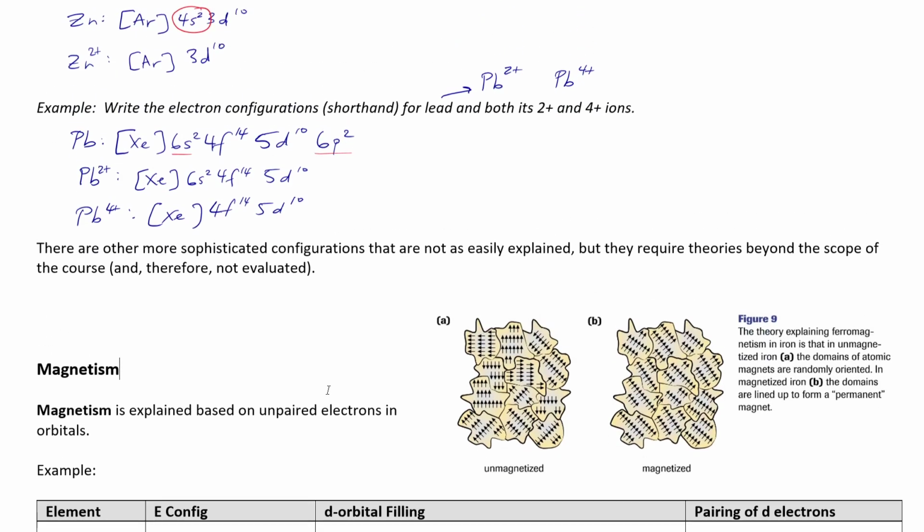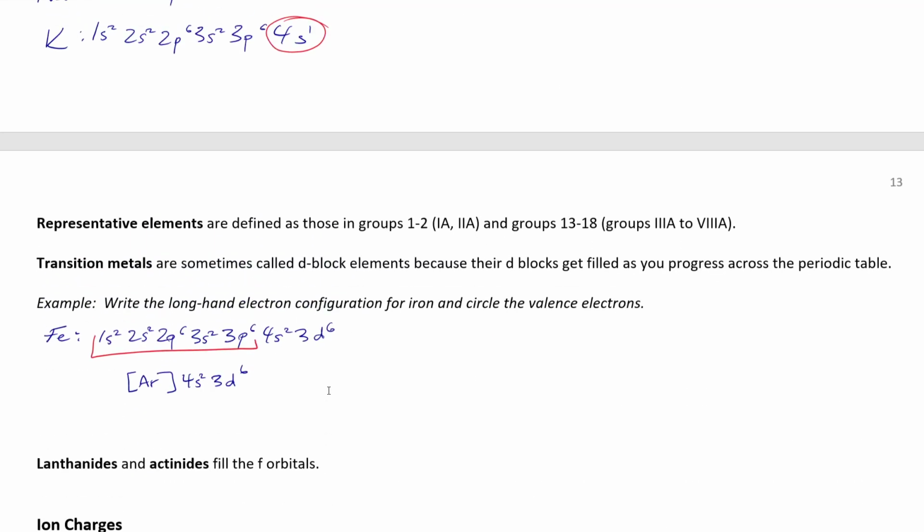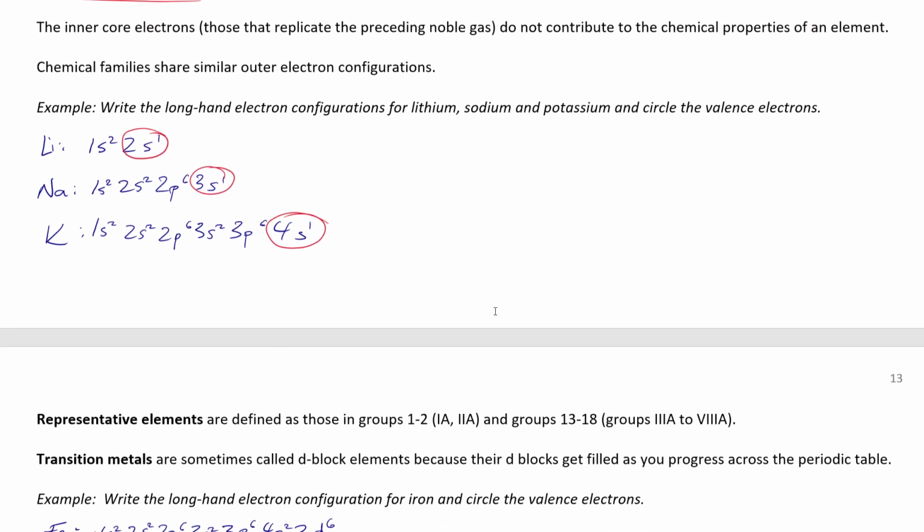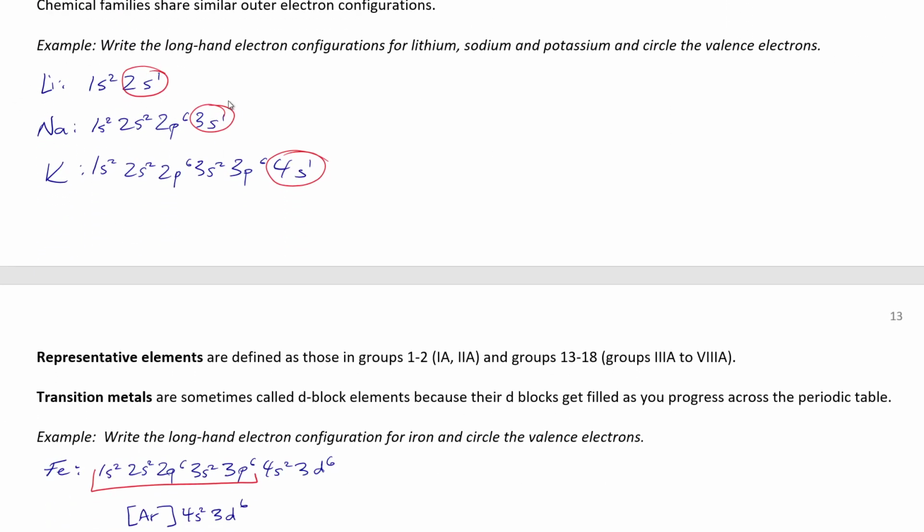and therefore not evaluated. So just to go over what we've covered so far, we are using this periodic table to help us do the electron configurations. We've learned what the S block elements are, the D block elements, and the P block elements, as well as the F block elements, which are your lanthanides and actinides. We looked at how the valence electrons control the chemical properties of families, right? These are within the alkali metal families. They have the same valence electron configuration.